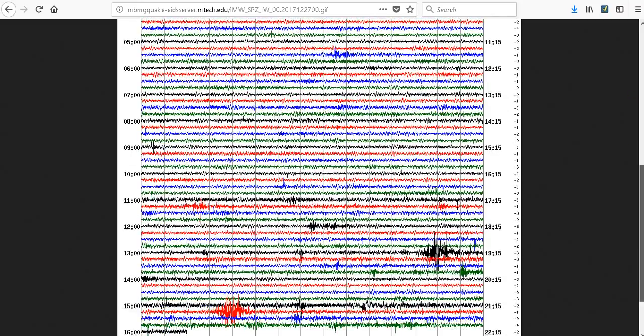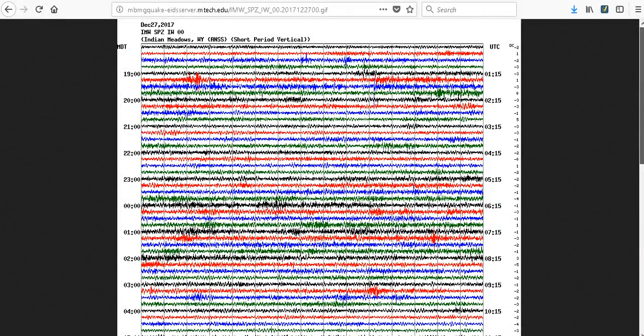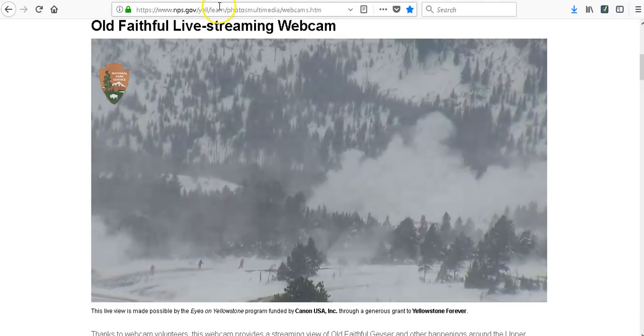By Indian Meadows, Wyoming, the past low-frequency tremors that have been occurring barely showed on Indian Meadows, Wyoming. But we go to today on December 27, 2017, and you can see those jagged edges up and down the whole graph. It has never showed on Indian Meadows, Wyoming. I mean, once in a great while, like on November 28th, it did a little bit. But this is the strongest that I have ever seen it on, what is it? Indian Meadows, Wyoming. Okay, guys, let's go.